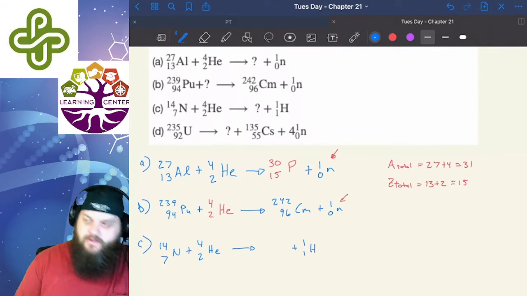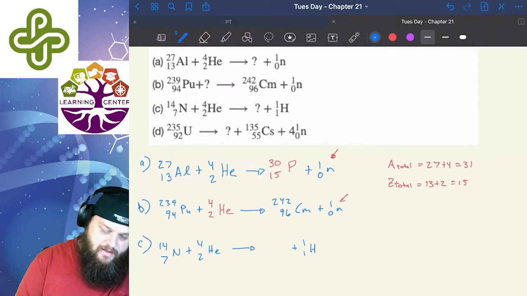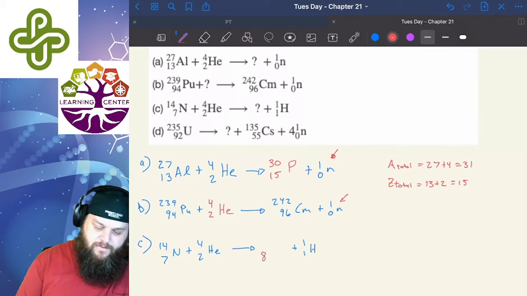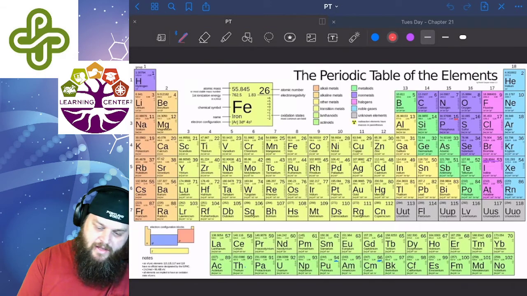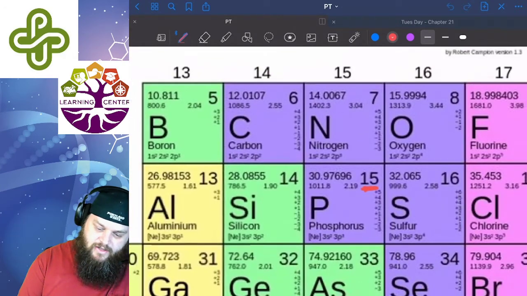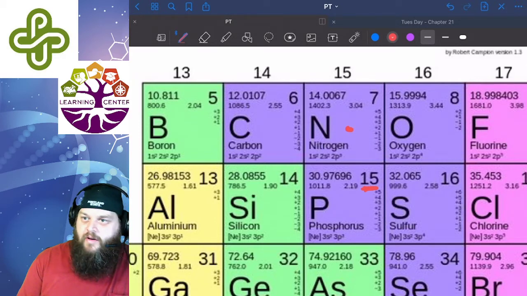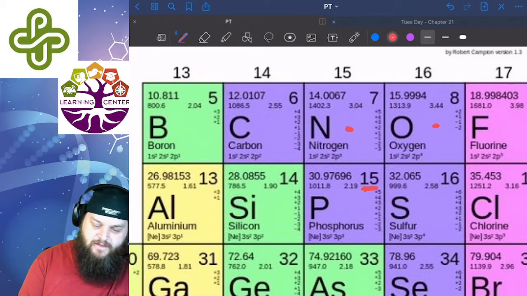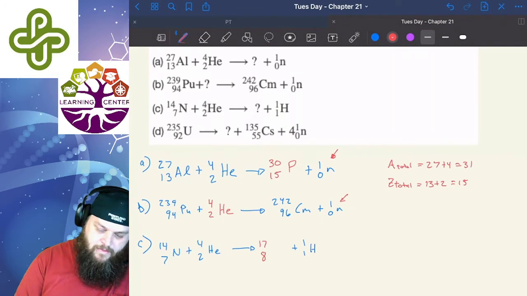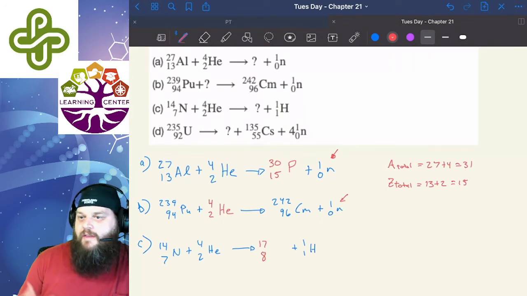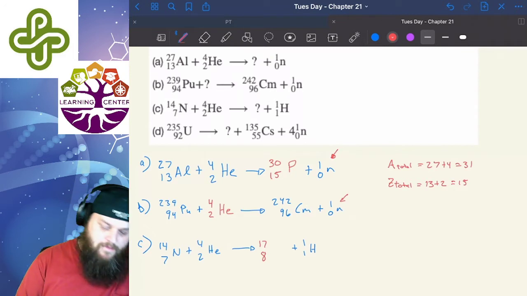So 7 plus 2 is equal to 9, and 9 minus 1 is equal to 8. So now you have 8 on the proton side. 14 plus 4 is 18, minus 1 is 17. And then the element with 8 protons, I believe, is oxygen. So what they're doing is they're taking nitrogen, they're bombarding it with alpha particles and creating oxygen. And since they have an extra proton there, they create oxygen and hydrogen by doing that.